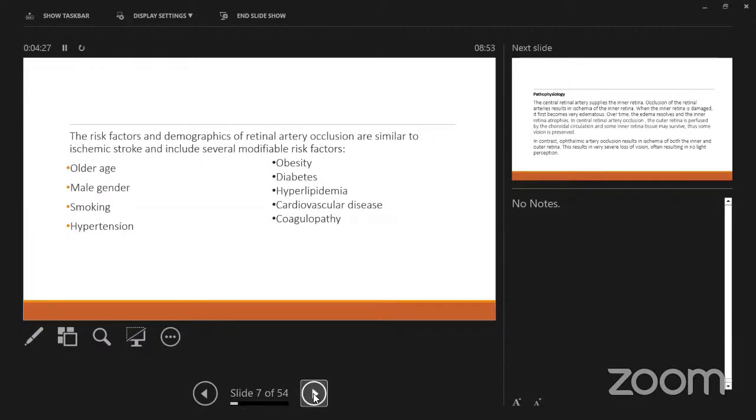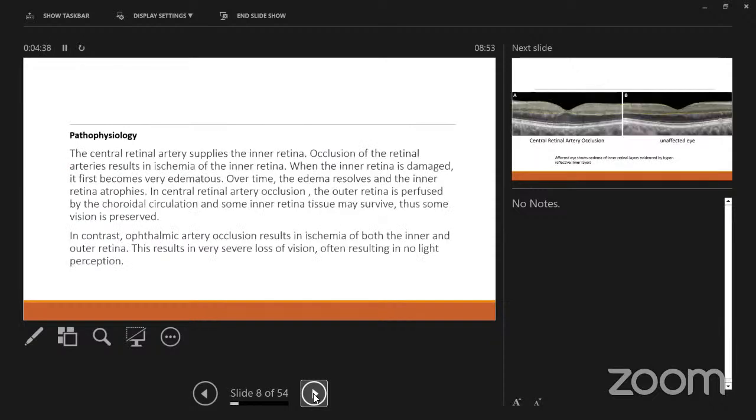Risk factors in all retinal vascular occlusions, basically CRAO as well as CRVO: older age, male gender, smoking, hypertension, obesity, diabetes, hyperlipidemia, cardiovascular disease, and coagulopathy.